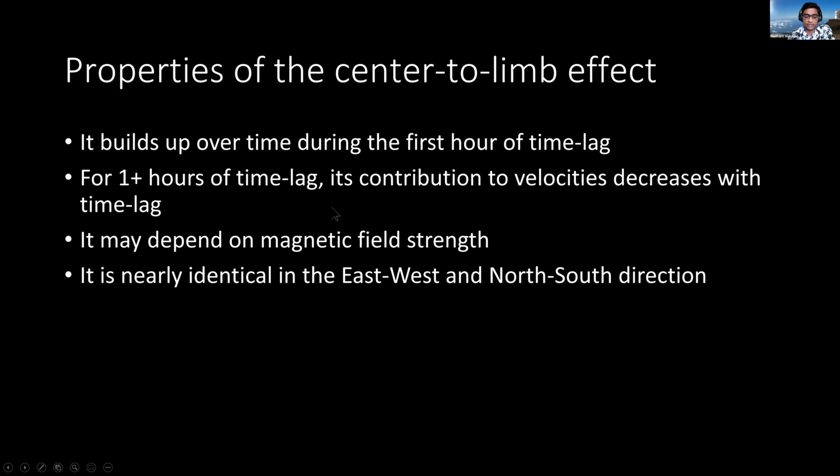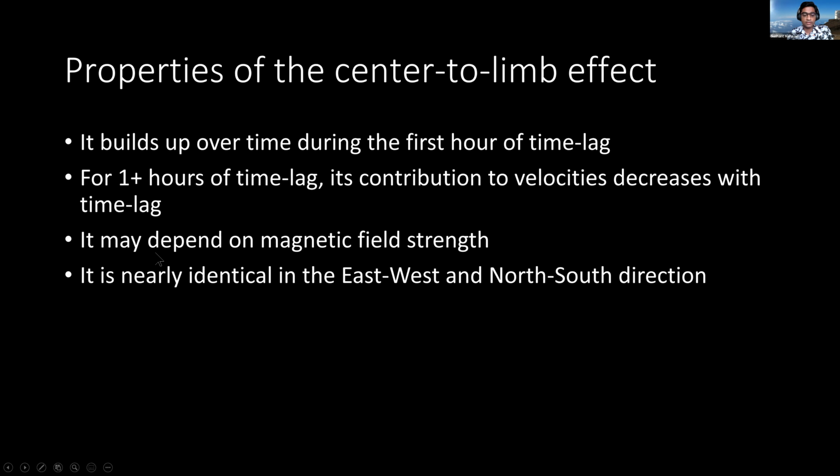Because the center to limb effect is like a constant shift, when you divide that constant shift by the time lag, its contribution to the velocity decreases in time. But as you go farther in time lags, the quadratic term starts to contribute more.